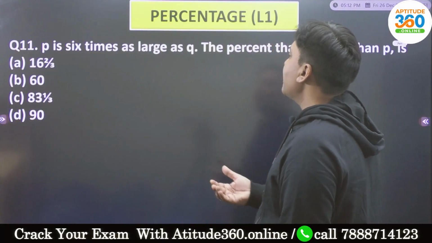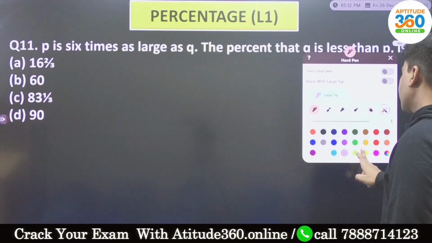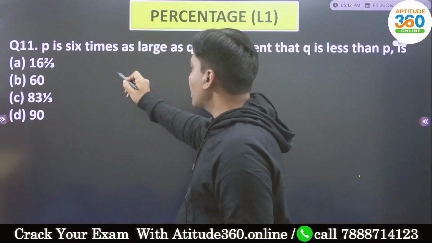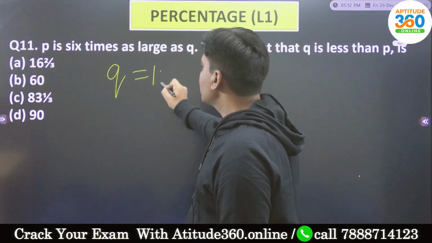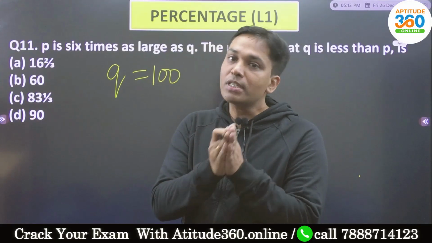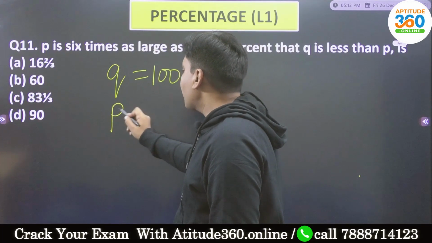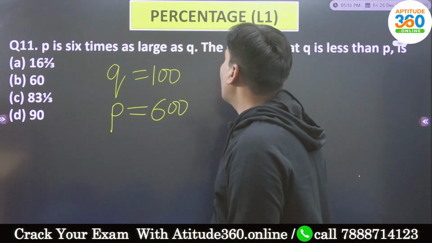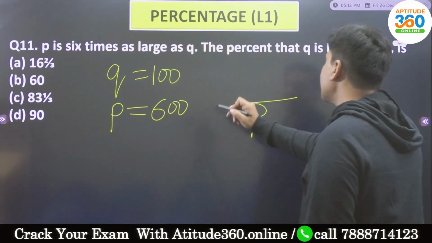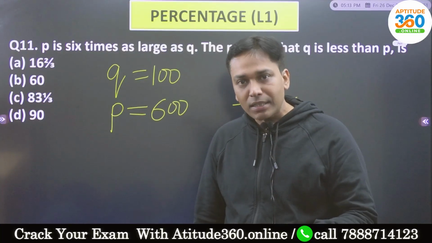If P is 6 times as large as Q, the percentage that Q is less than P. If P is 6 times as large as Q, तो अभी मैं क्या करूं यहां पे? Q को 100 ले लेता हूं. Because P is getting compared with Q, so Q is 100 and P is 6 times as large. So I will have to take P as 600. Now, the percentage that Q is less than P, अब comparison किससे किया? P से किया. So P से जब compare करोगे, so the value of P will be in the denominator.